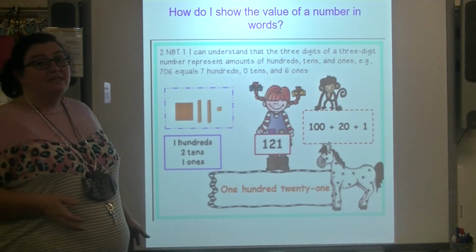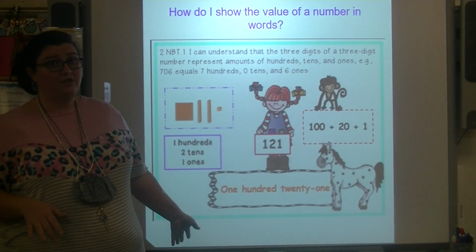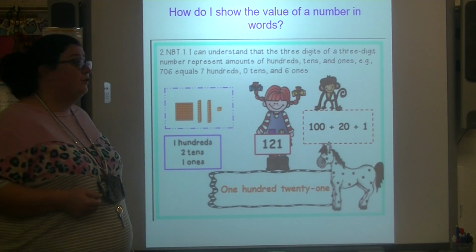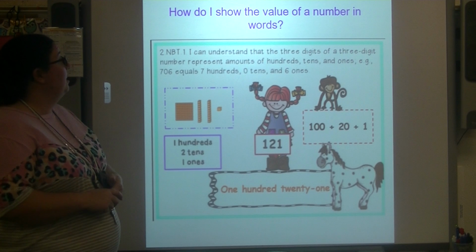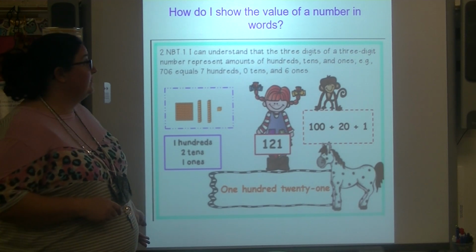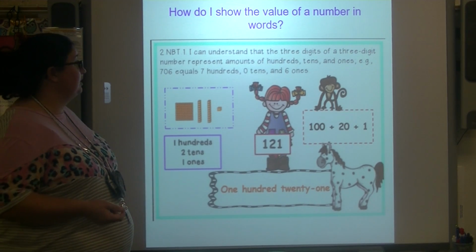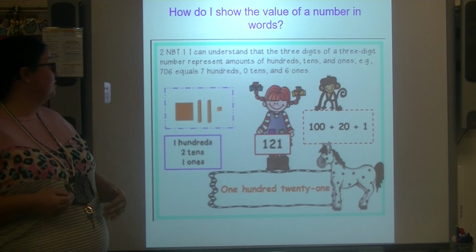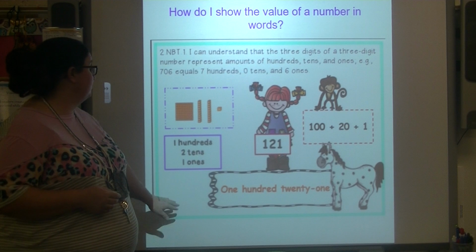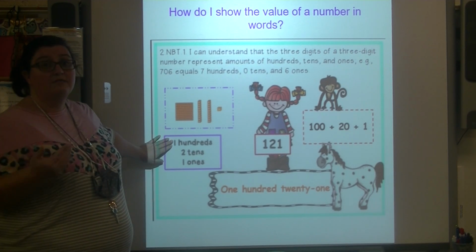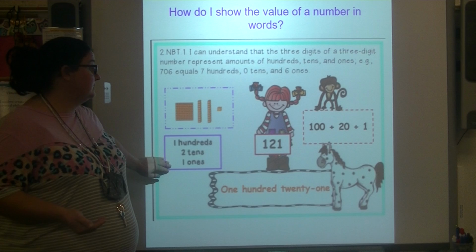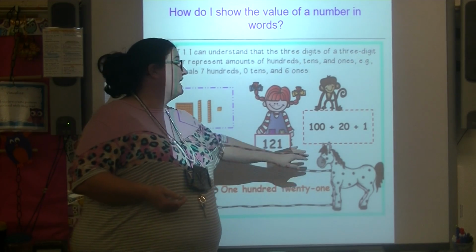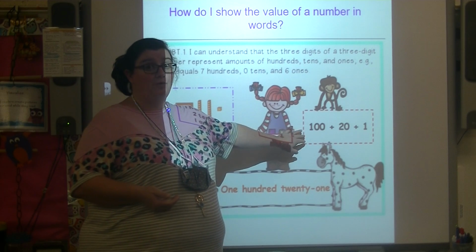All right, so some things that we have been reviewing. You guys have had 2 weeks of the review. You have reviewed this standard: I can understand that the 3 digits in a 3-digit number represent the hundreds, the tens, and the ones place. You learned to use base 10 blocks. You learned to tell how many groups of hundreds, tens, and ones are in a number. You learned the standard form and the expanded form.